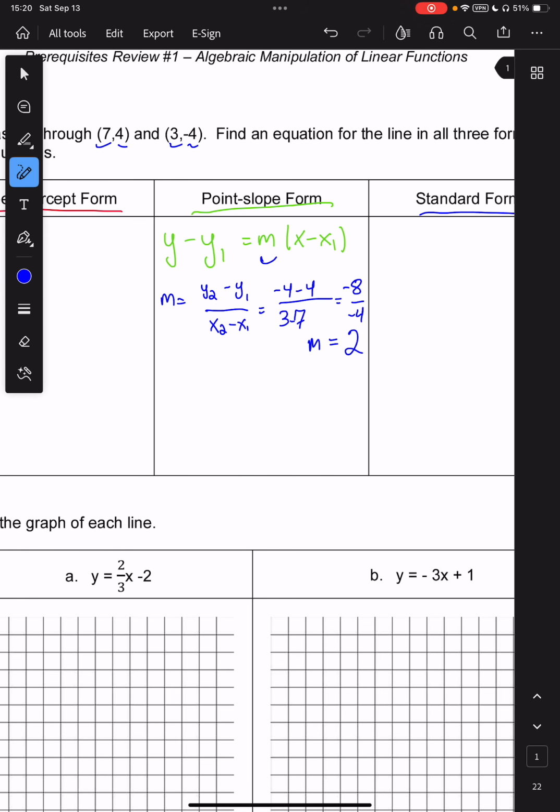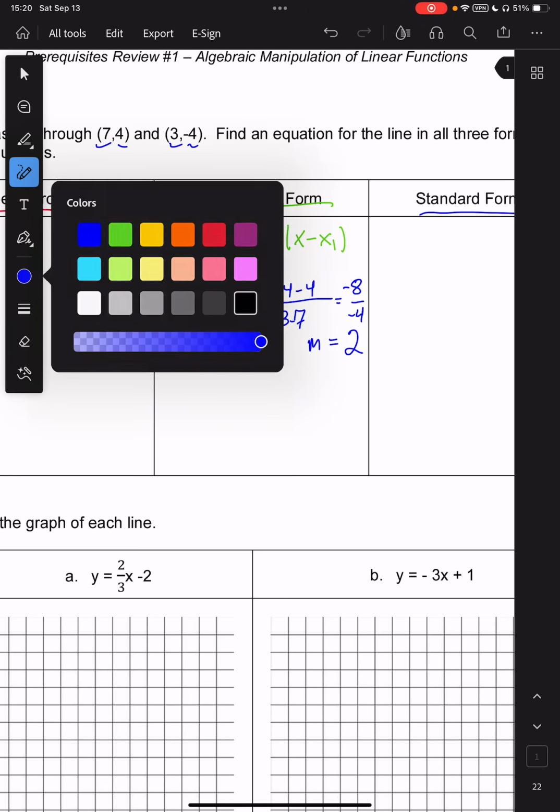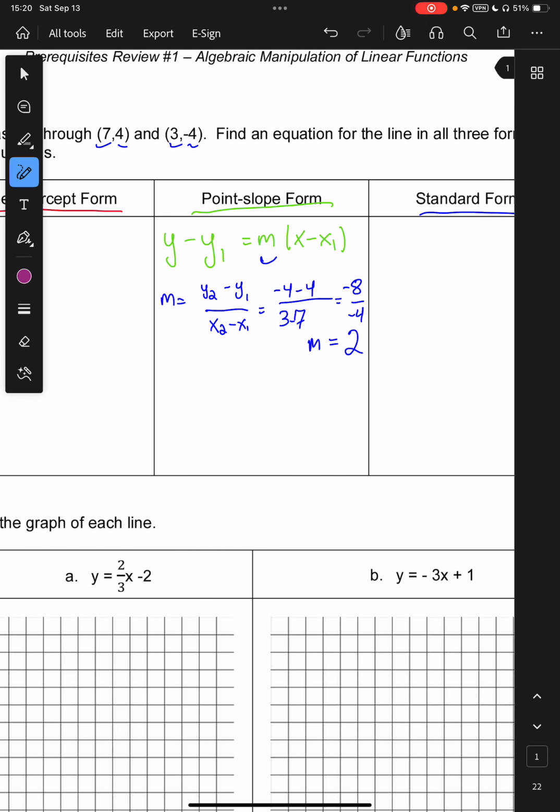Now we have our slope, which we said was 2, and then we still have our y values. So let's pick our y1, we said was 4. So we write y minus 4 is equal to 2 times, in parentheses, x minus our x1 value, which we said is 7. So x minus 7. So that's our equation in point slope form.